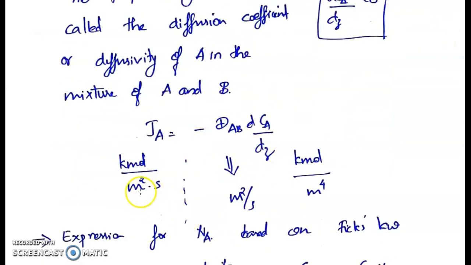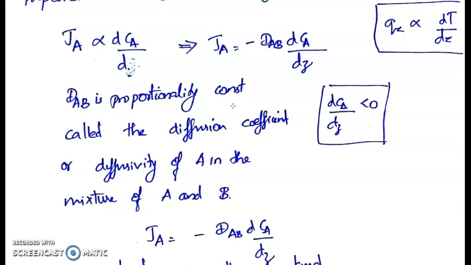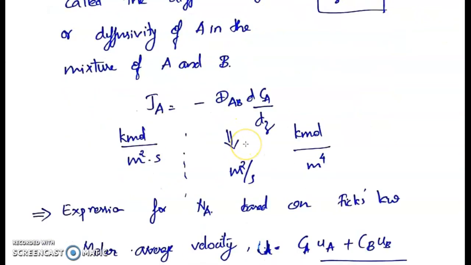So you are already aware of the unit of J. It is kilomole per meter square second, and we know the unit of concentration gradient. It is kilomole per meter raised to 4, because concentration unit is kilomole per meter cube, and into distance will give you meter raised to 4. So accordingly, the unit of diffusion coefficient DAB will be meter square per second.